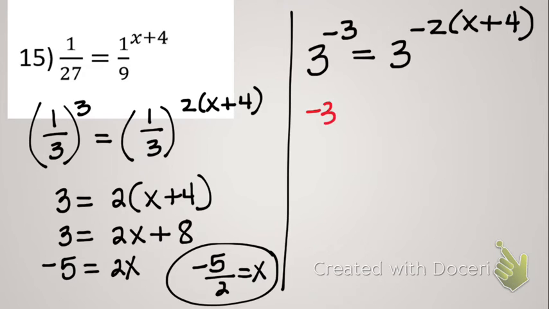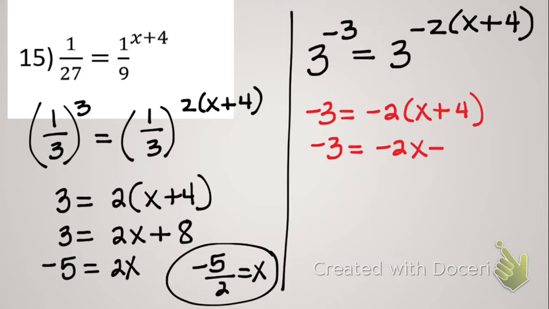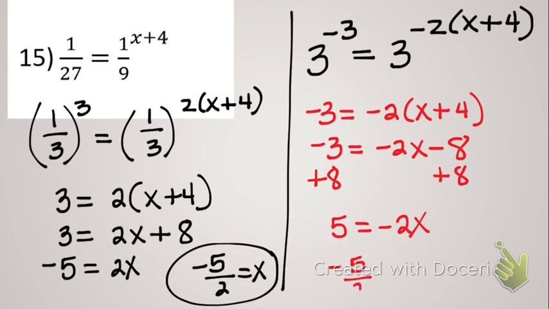I'll go ahead and work it out. -3 equals -2 times x plus 4. -3 equals -2x minus 8. Add the 8. And you get 5 equals -2x. Divide by -2, and you still get the same thing, -5/2. So you have two different ways to get to that result.